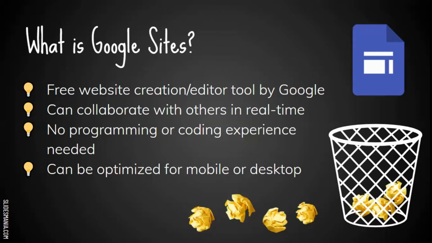Another really awesome feature is these can be optimized for mobile or desktop. One of the really neat things that I like about Google Sites is it allows us to see what people will see if they are on a desktop, a tablet, or a cell phone. So we can look at our site and make sure that it looks user friendly in all three formats. And so that's a really neat feature with it as well.